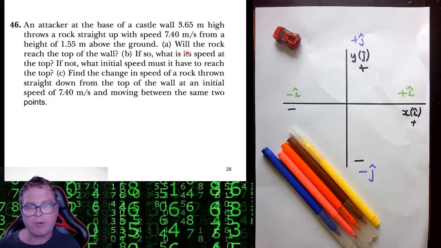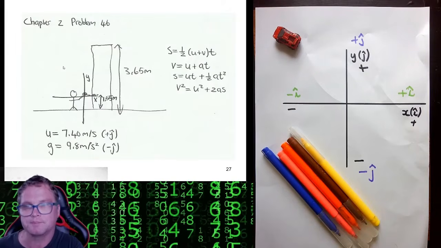So for part A, we asked, will the rock reach the top of the wall? So the answer to that would be yes. For part B, we asked, if so, what is its speed at the top? So we need to calculate the speed of the rock at the top of the wall.